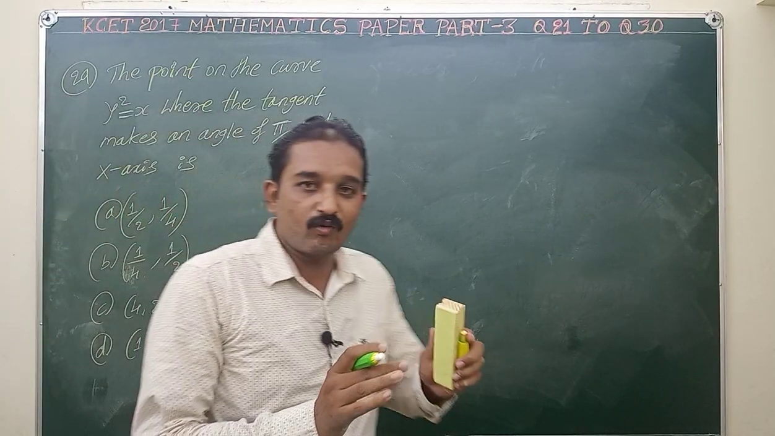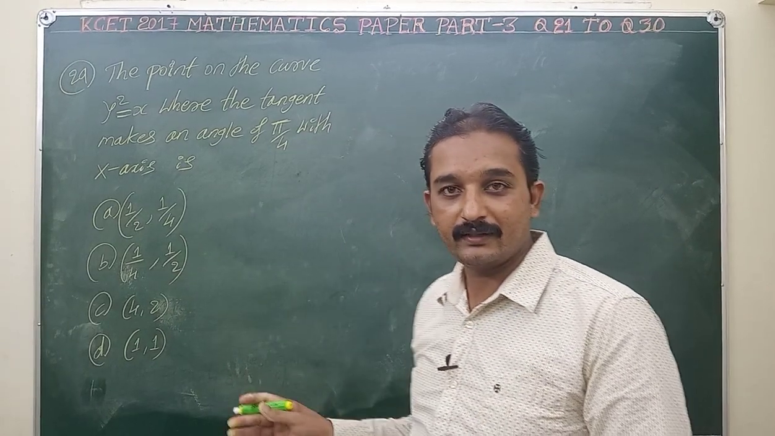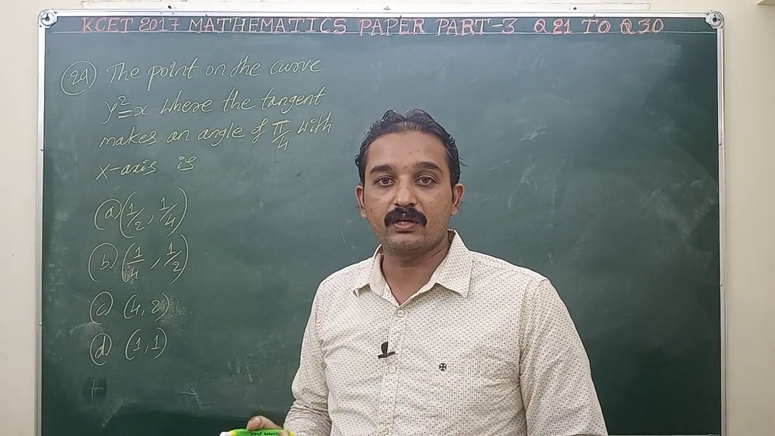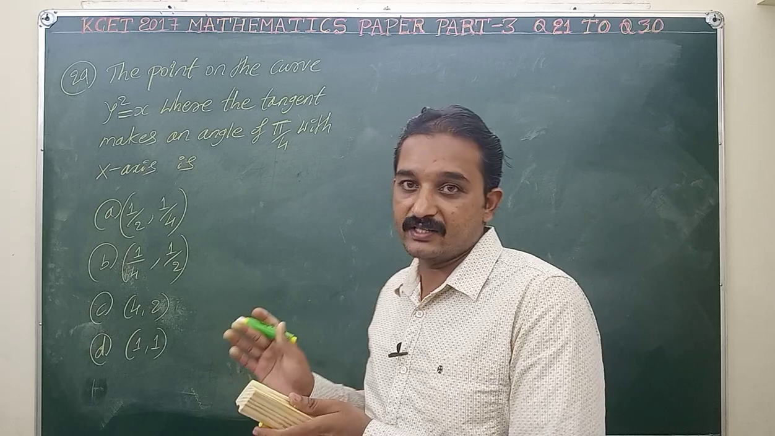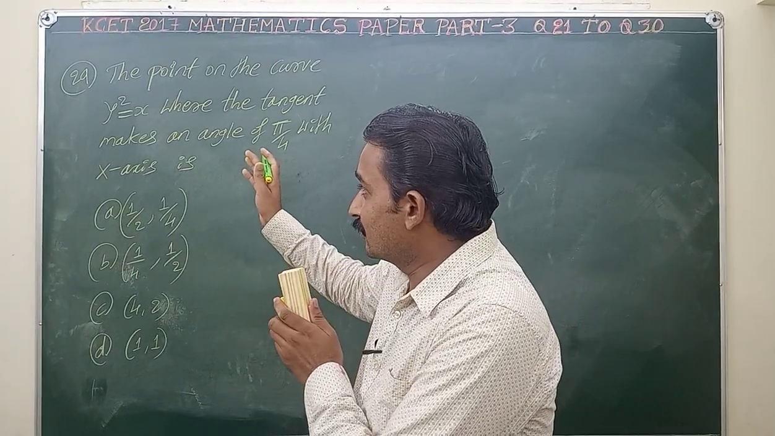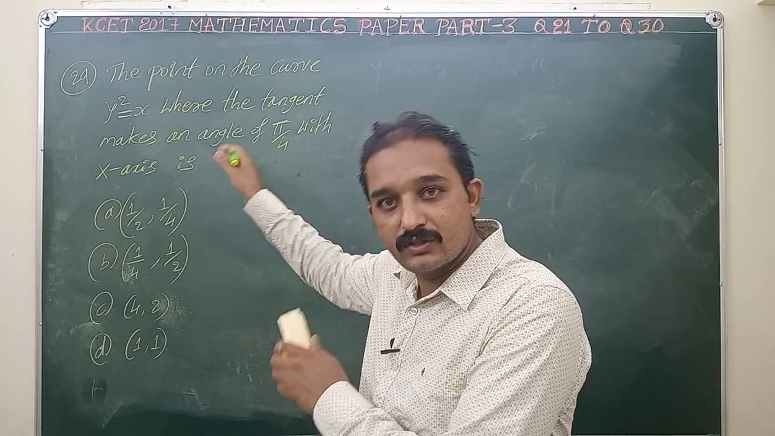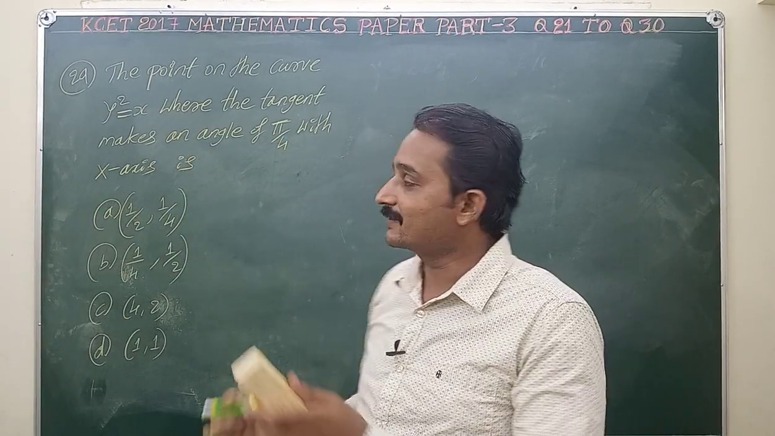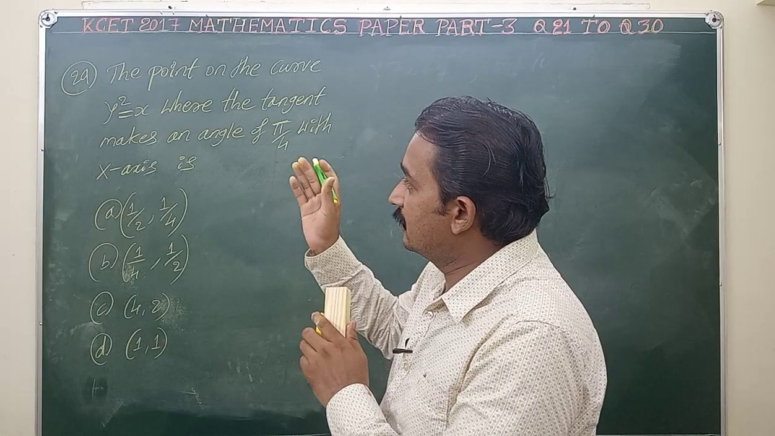So now let us move on to the next question, question number 29. This question is based on the chapter application of derivative, particularly tangent and normal. Usually they ask 5 or 6 questions on this chapter in KCET. Let us take the first question in this case. Let us see the question.